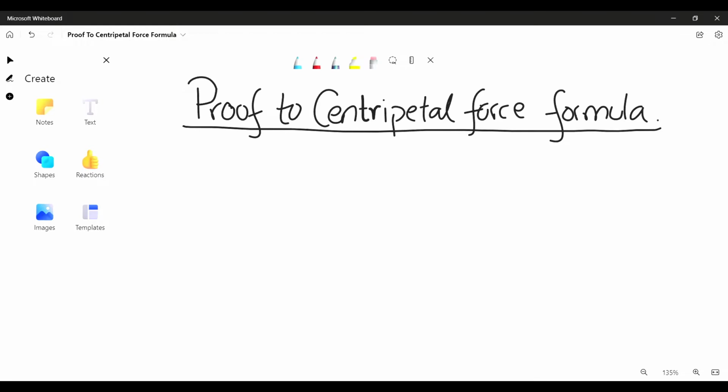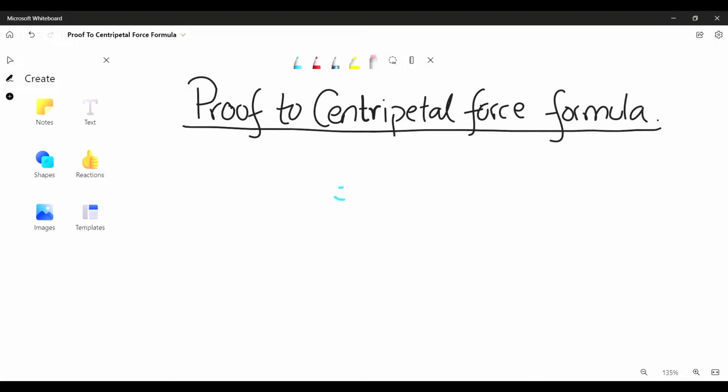Today we will be looking at a mathematical proof towards the centripetal force formula for circular motion. And so we all know, this will use some basic calculus. We all know the standard centripetal force formula is this.